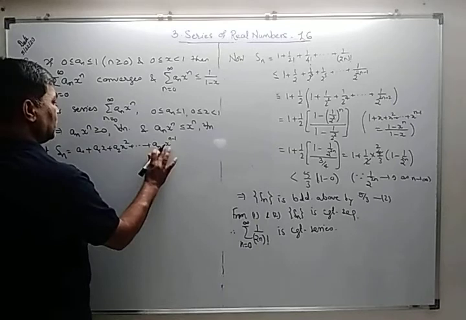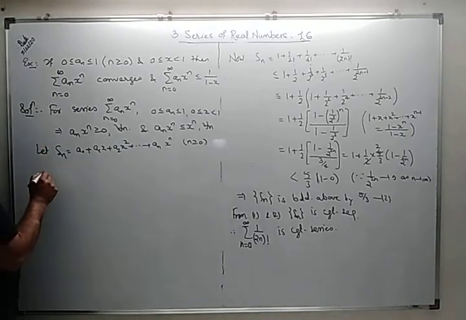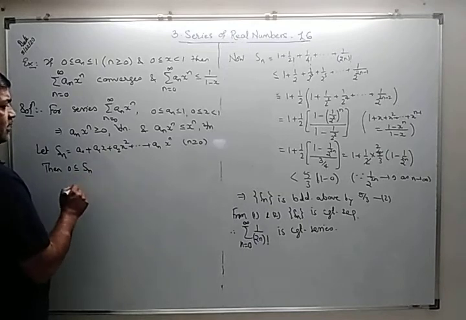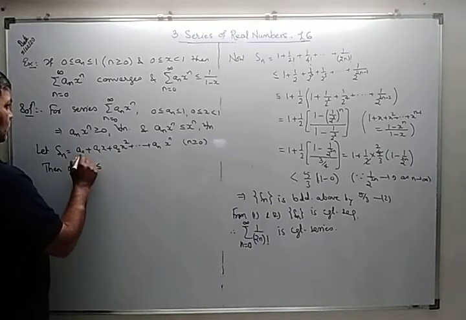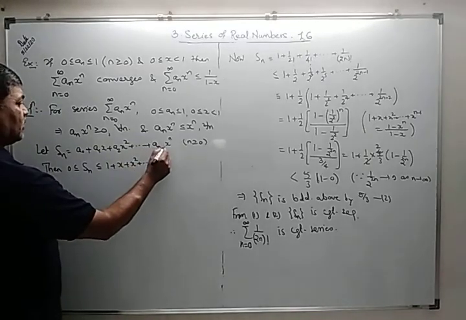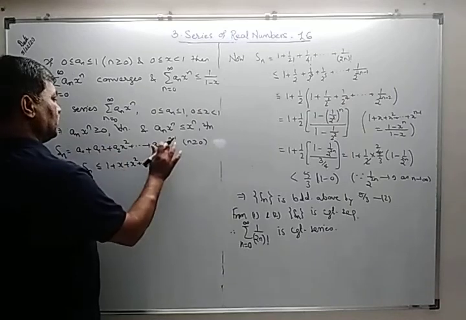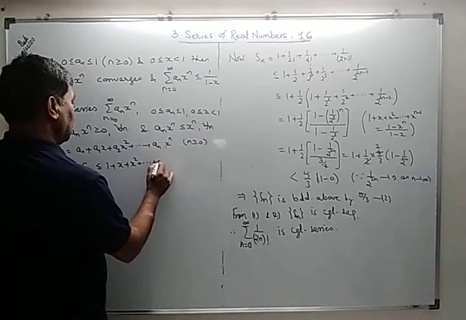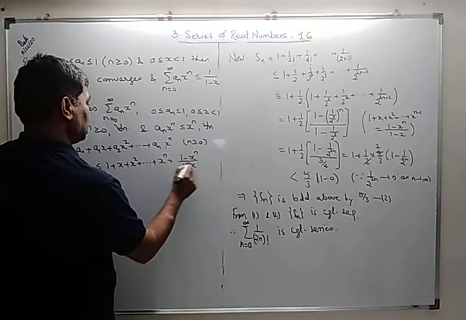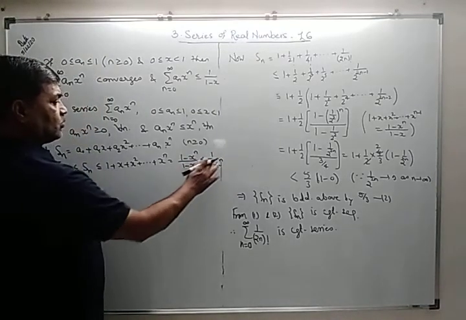Then 0 less equal Sn less equal 1 plus x plus x square plus and so on up to x raised to n minus 1, and this is equal to 1 minus x raised to n upon 1 minus x, which is less equal 1 upon 1 minus x for all n.